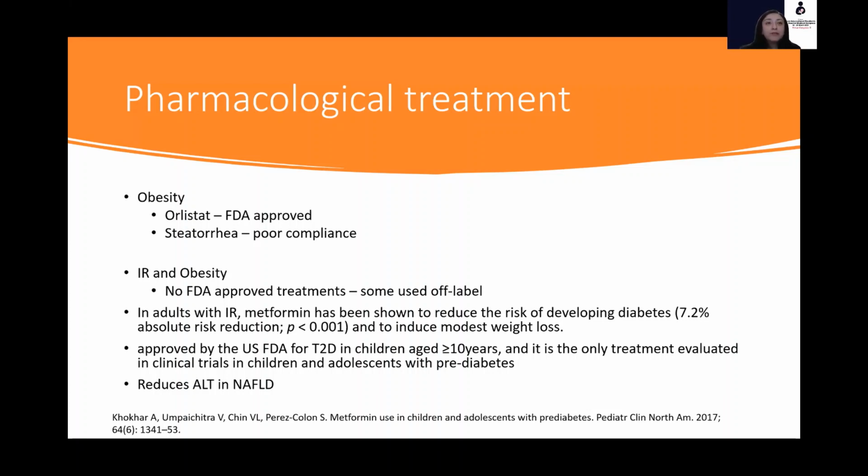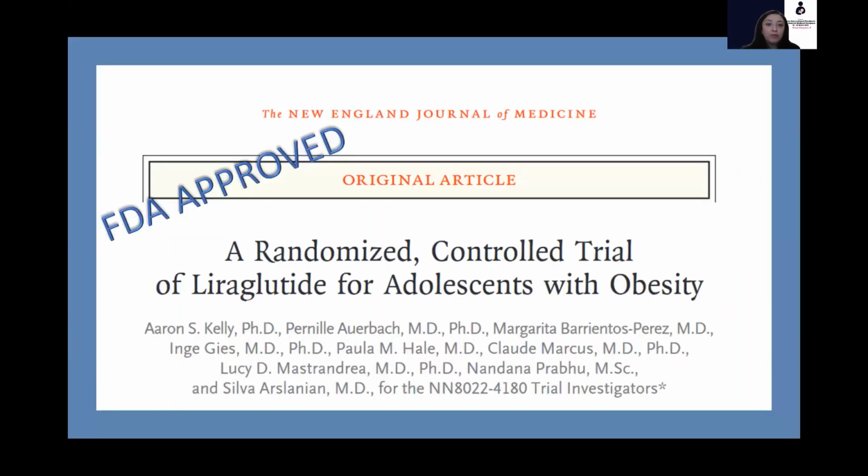We do have one new treatment that is now approved by the FDA for the treatment of obesity in the pediatric age group starting at age 12, which is liraglutide. It's a GLP-1 agonist that increases postprandial insulin level in a glucose-dependent manner. It reduces glucagon secretion, delays gastric emptying, and induces weight loss by reducing appetite and food intake. So this is now approved for use in adolescents.